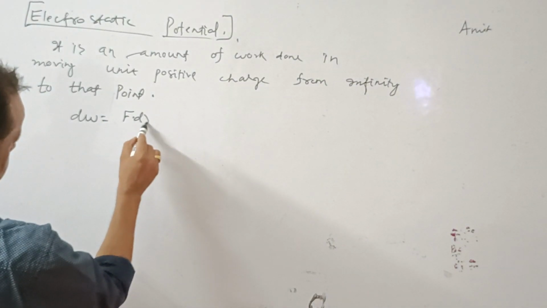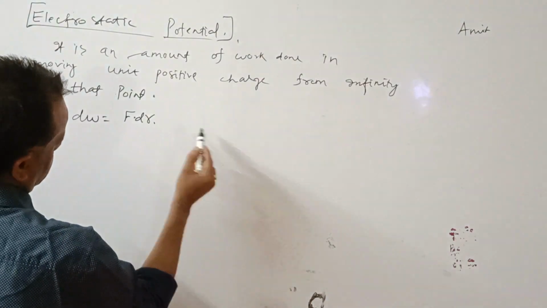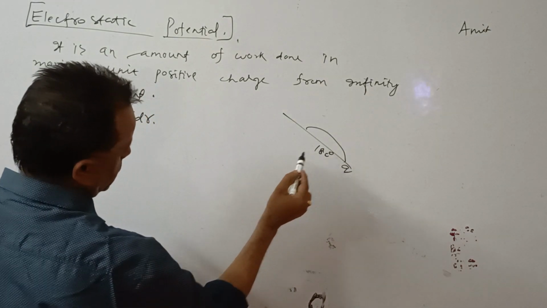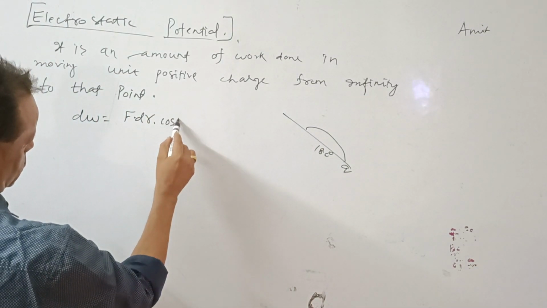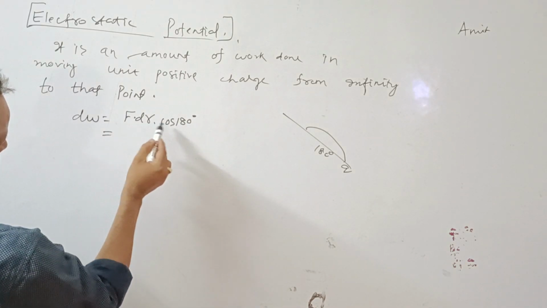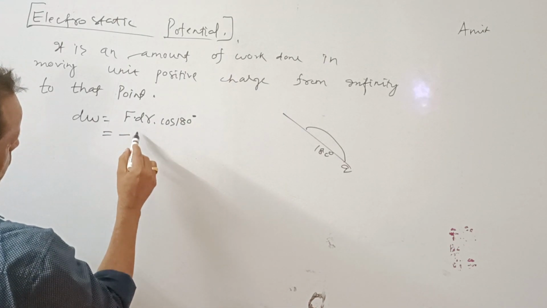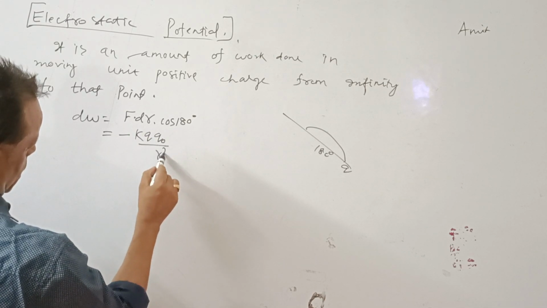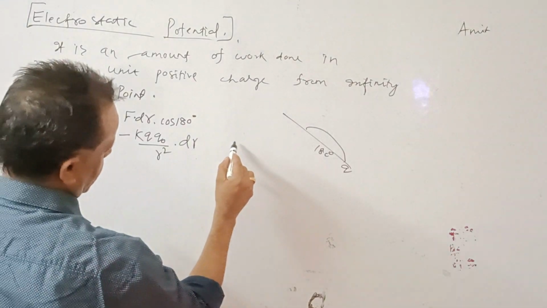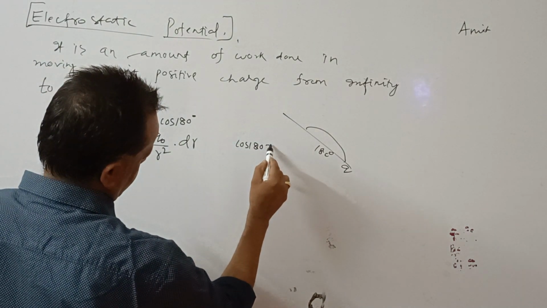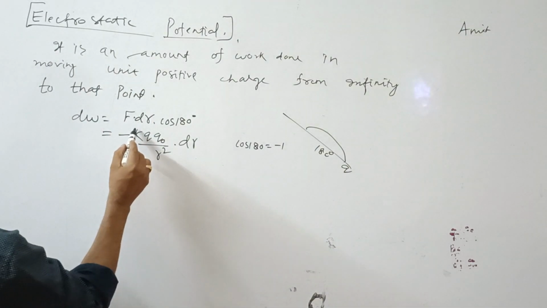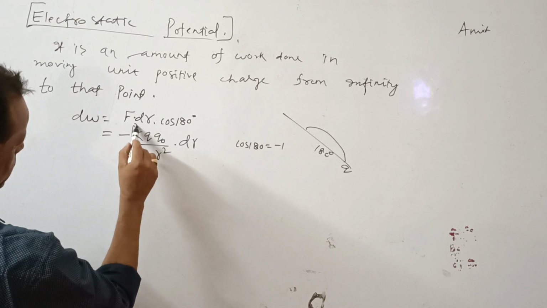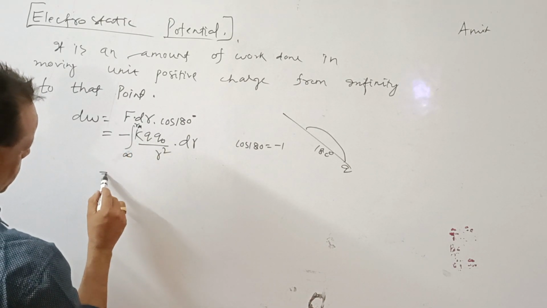Over here, we'll see work done is force into displacement, and when we are moving a charge to this point, it is making an angle of 180 degrees, so this is cos 180 degree. Work done is K Q, this is unit charge, over R square delta R. In case of cos 180, we have placed minus 1, and the body has moved from infinity to that point.